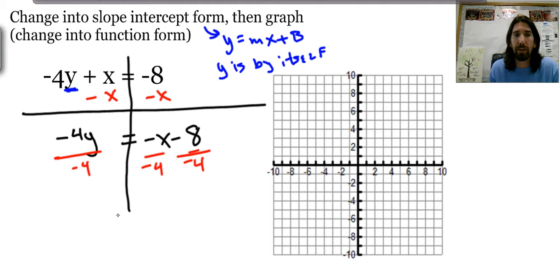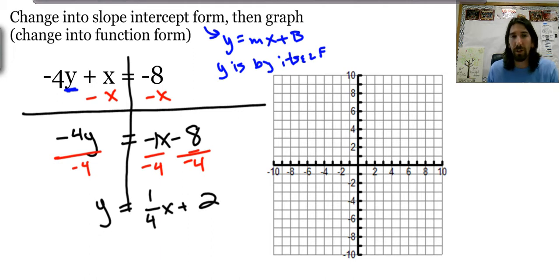Negative 4y divided by negative 4, that's just y. Now here's where it gets tricky. Some people don't see a number here and that bothers them. If you don't see a number being multiplied by x, you can write it as a minus 1x, or negative 1x divided by negative 4. Again, negative divided by a negative is a positive, and I don't want the decimal, I want the fraction. They don't reduce, so it's just positive 1/4 x. And then negative 8 divided by negative 4 is a positive 2.